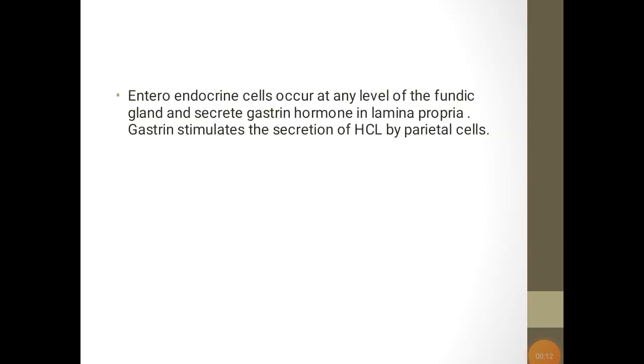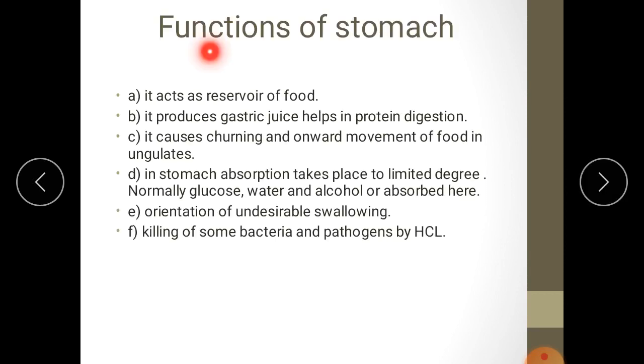Next, the enteroendocrine cells occur at any level of the fundic gland and secrete gastrin hormone in the lamina propria. Gastrin stimulates the secretion of HCl by parietal cells. So parietal cells secrete HCl, and that HCl secretion is stimulated by the gastrin hormone, which is secreted by the enteroendocrine cells present in the lamina propria.